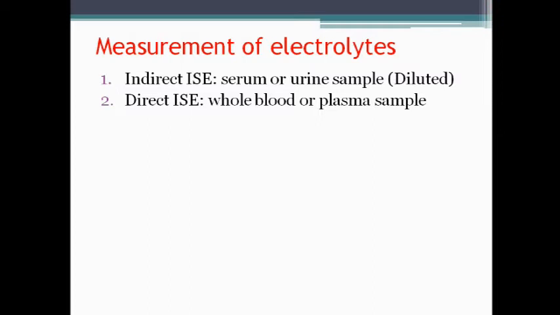On the basis of the sample running, there are two types: indirect ion selective electrode method and direct ion selective electrode method. In the direct ion selective electrode method, there is no dilution of the sample, but in the indirect method, the sample is diluted and then it is run for measuring.